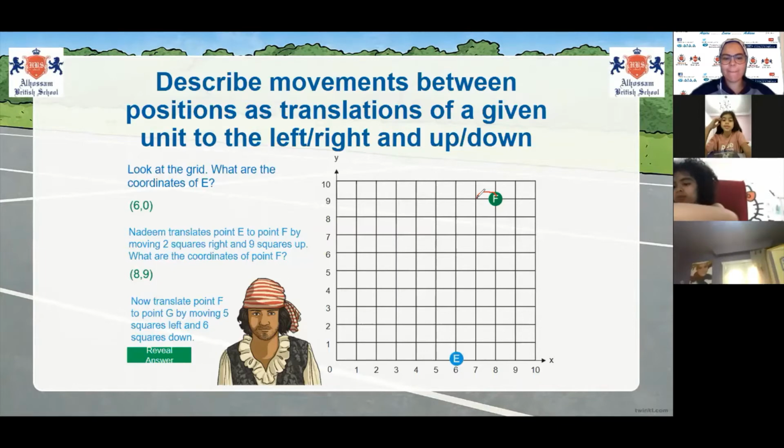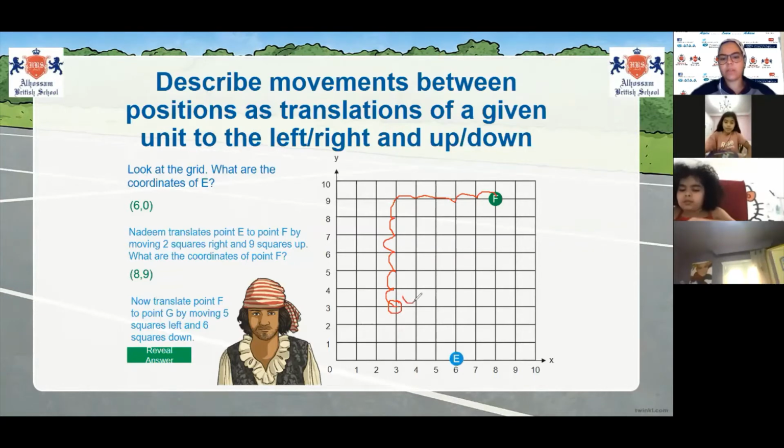1, 2, 3, 4, 5. That's it. He wants 5 squares to the left, so stop. And then 6 squares down. So let's go down. 1, 2, 3, 4, 5, 6. Very good. So this is the new position for the point.